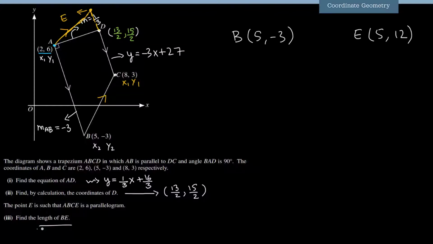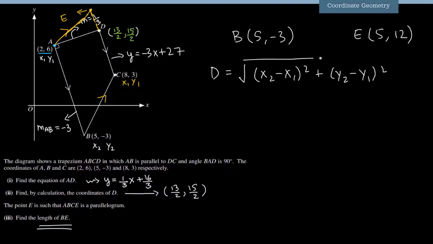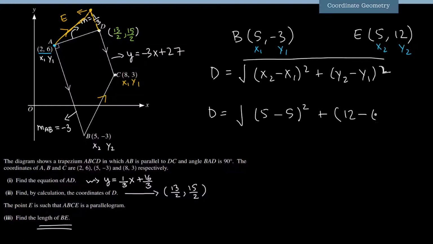Now to find the length of BE, I know the coordinates of point B, which are 5, minus 3, and I know the coordinates of point E, which are 5, 12. To find the distance between these 2 points, the formula of distance is x2 minus x1 whole square plus y2 minus y1 whole square and under root on the top. Let's name this as x1 y1 and this as x2 y2. I'll get the distance is equal to x2 is 5 and x1 is also 5, so 5 minus 5 whole square plus y2 is 12 and y1 is minus 3 and whole square under root on top.